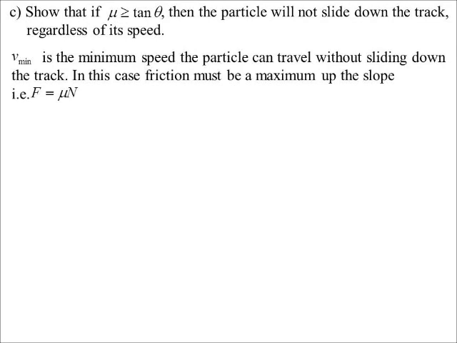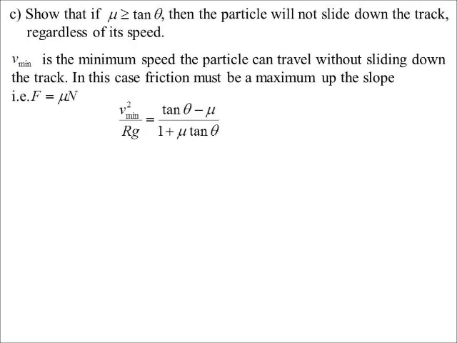So now I'm trying to find the minimum speed, I suppose. So the minimum speed that can travel without sliding down. So this time we're trying to resist it going down, therefore the friction must be going up. So now the friction is maximum in the opposite direction, it's positive mu n, which basically means I'll get exactly the same formula, but the sign will be different on the mu. So V squared minimum on Rg will be tan theta minus mu on 1 plus mu tan theta.